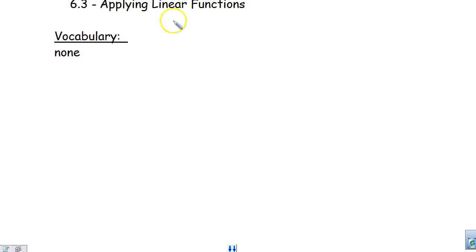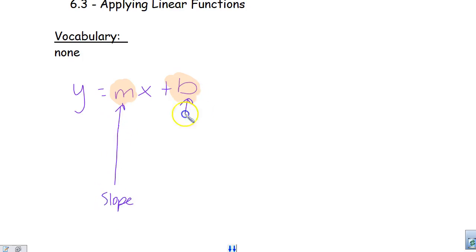So first thing to review is slope-intercept form is y equals mx plus b. So the equations that we'll be working with today are going to be in slope-intercept form. Which of these variables represents the slope? The m, good. So the m is the slope. And what does the b represent? Y-intercept, good. B is your y-intercept.